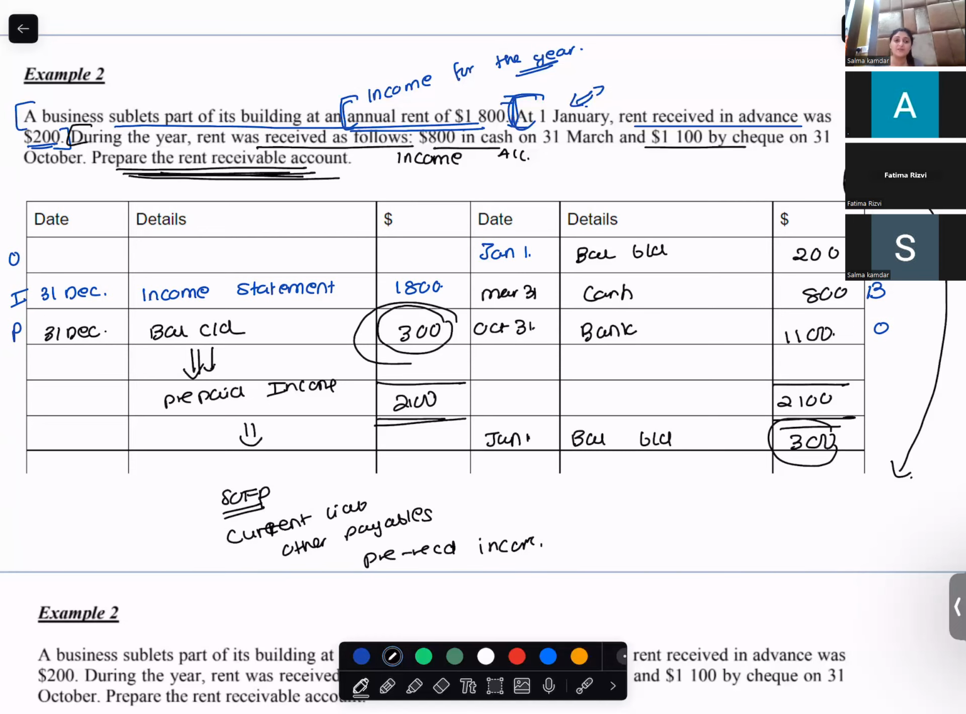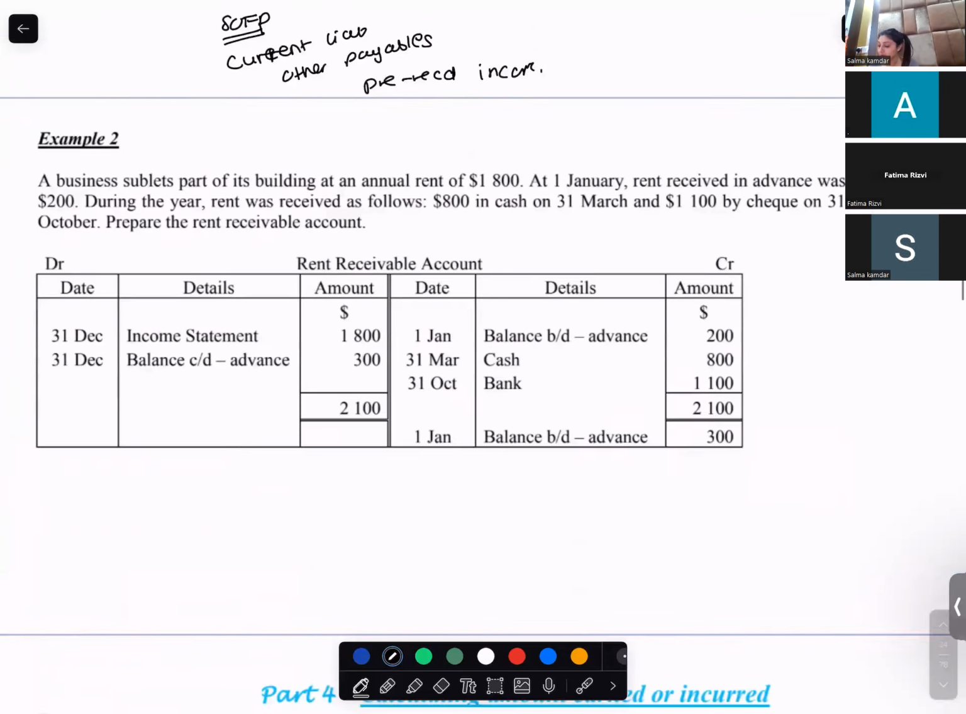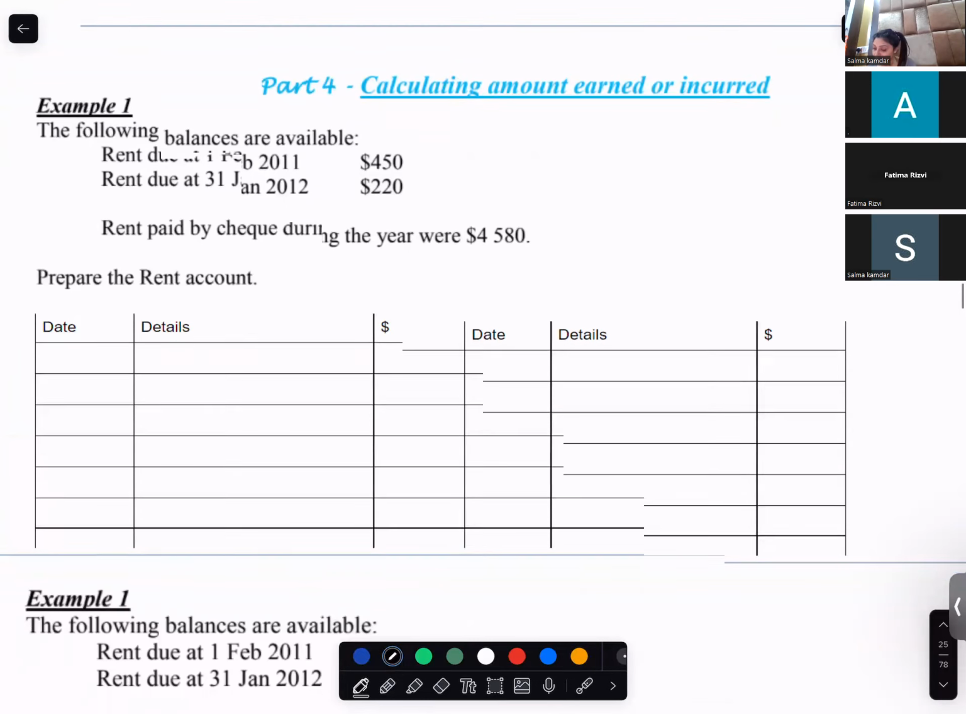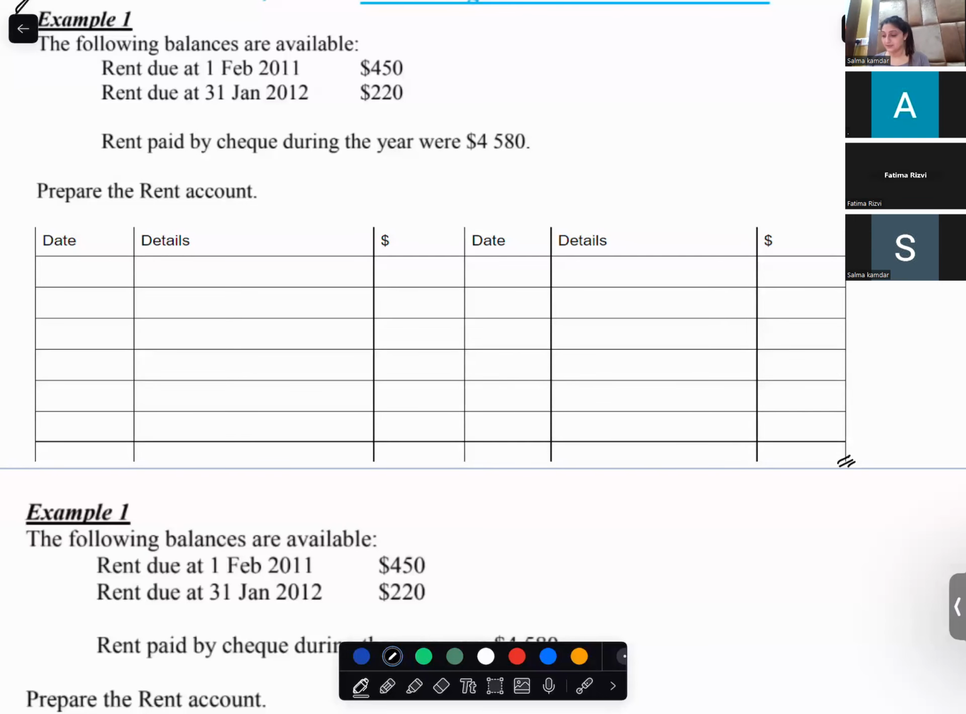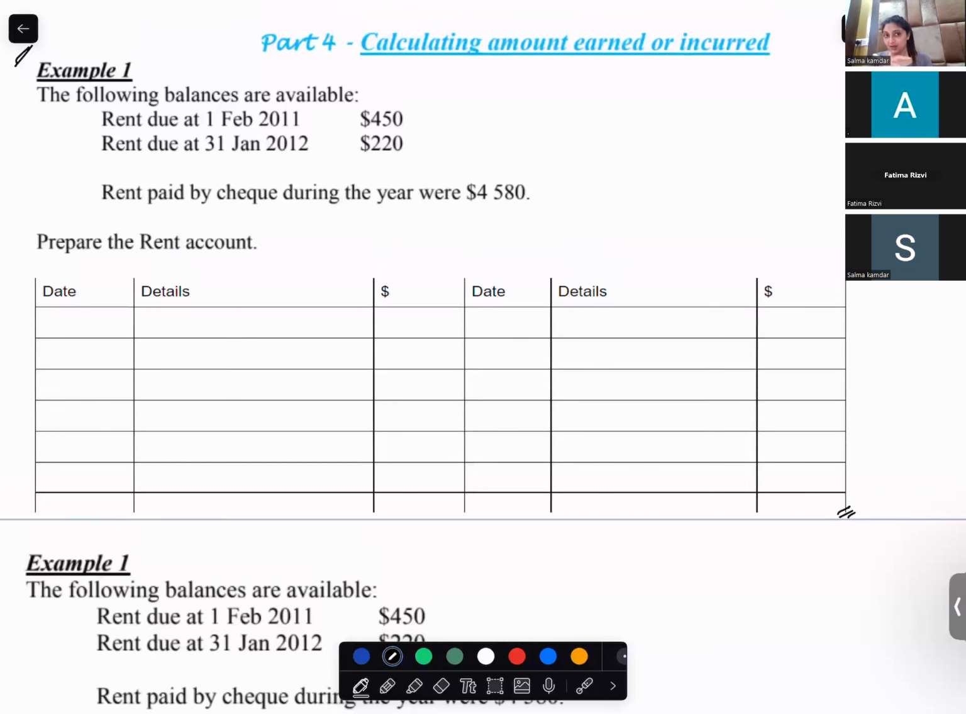I'm giving you 5 minutes. I want you both to try this example. Just 2 minutes and I will take it again. Ask Fatima where she is stuck. Solve her doubt. Fatima, what is your doubt?